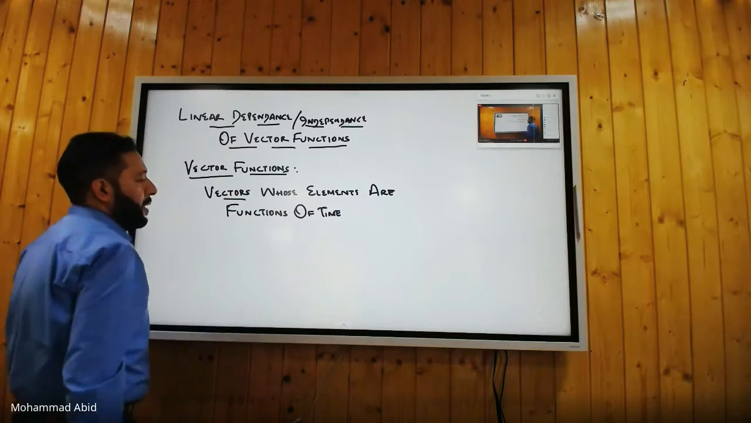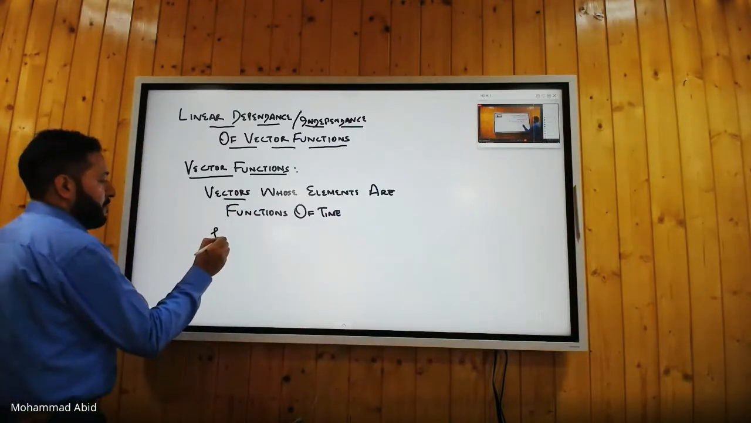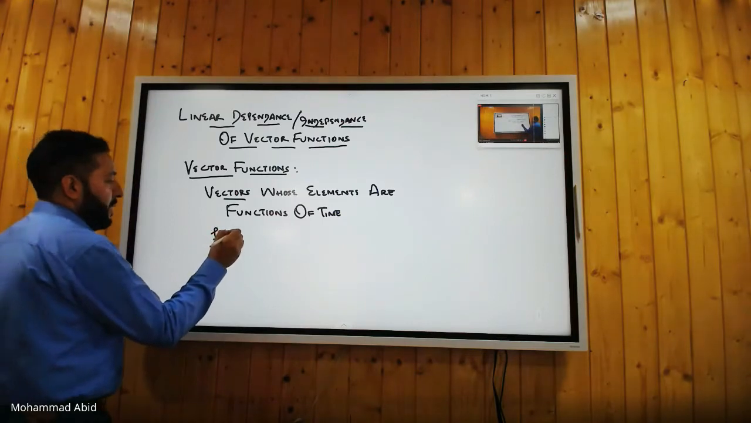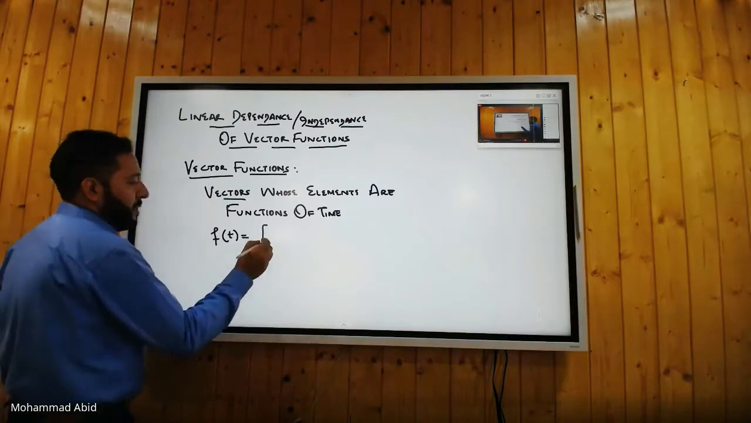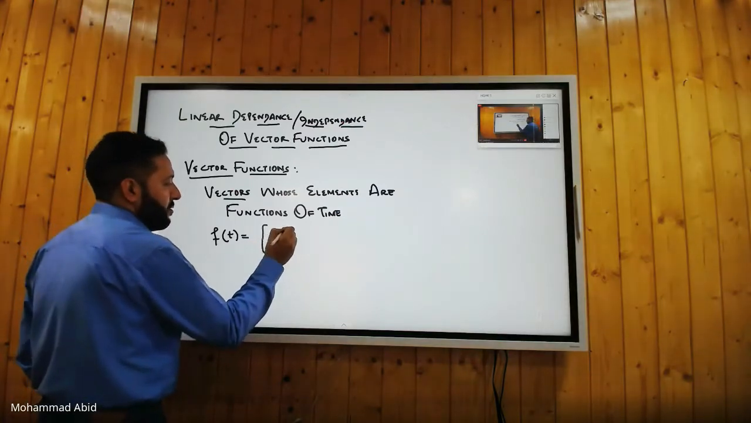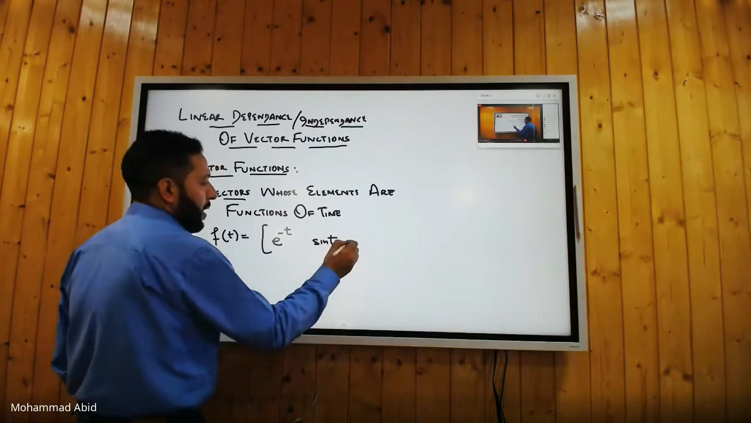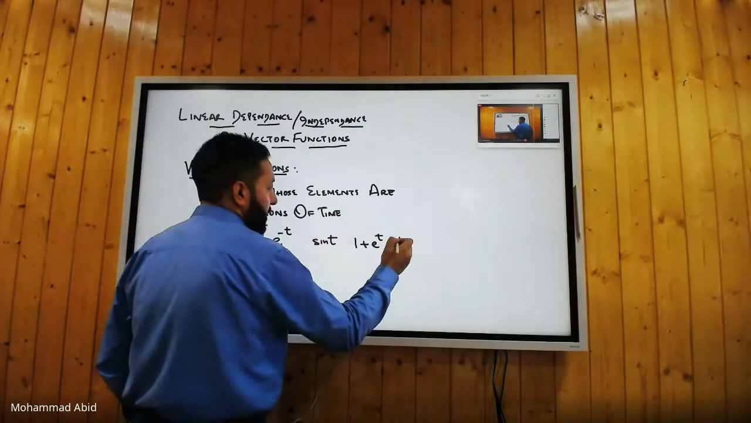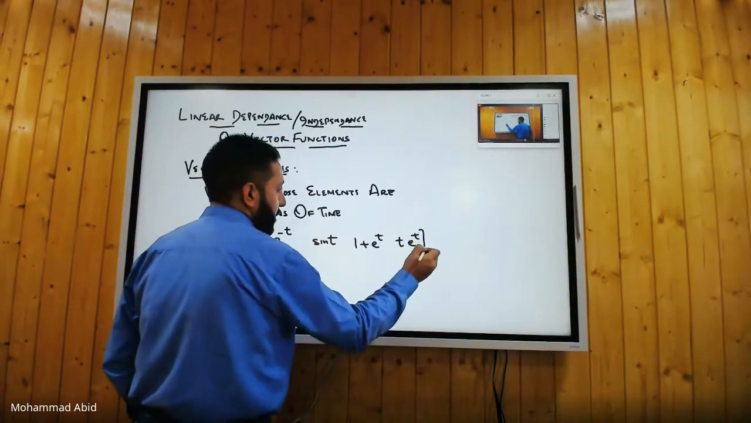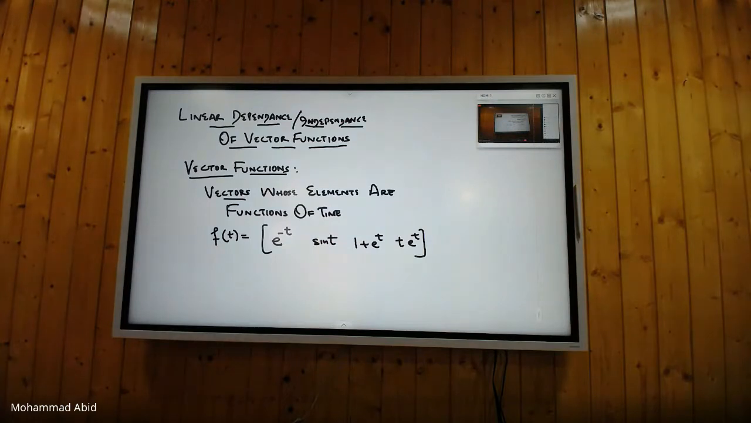Okay. So let's say you have a vector function like this. You have some function, let's say f(t), and its elements are, let's say, e to the power minus t sine t, 1 plus e to the power t, e to the power t. We call this a vector function. It's a row vector function. Similarly, you can have column vector functions.